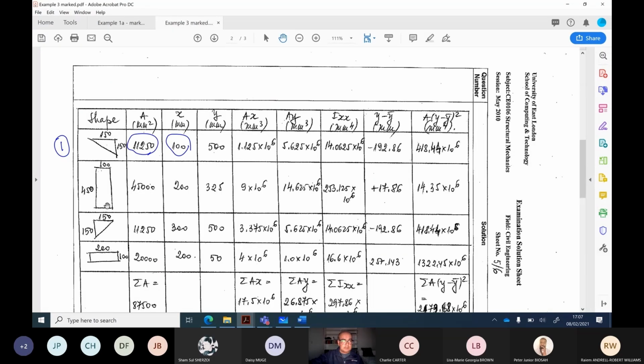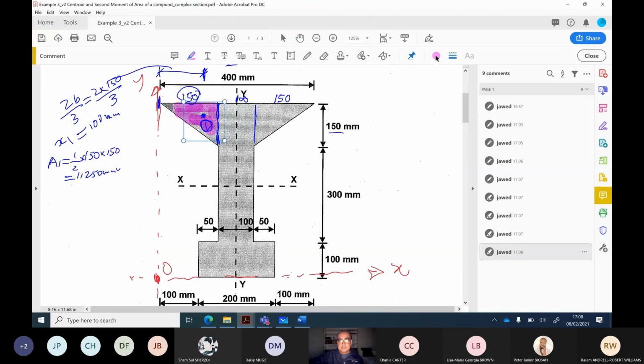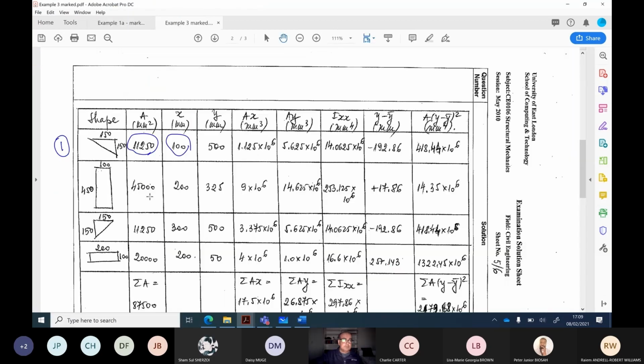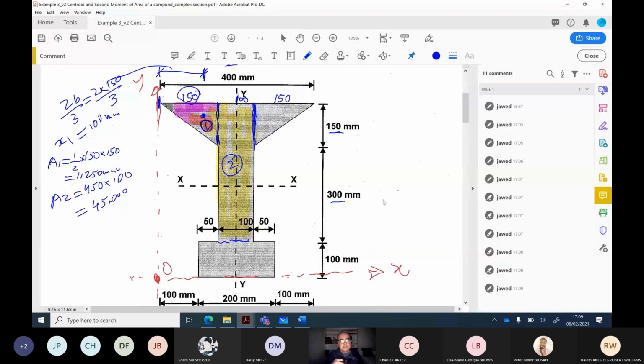So second area is this rectangle, 450 into 100. And the second area is this one. Width of this rectangle is 100. Depth is going to be 300 plus 450. So A2 is going to be 450 times 100, so 45,000. And X and Y. X is going to be half distance. From here to here, I have 150. And from half of that, so this is 50 and this is 150. X2 will be equal to 200 millimeter.